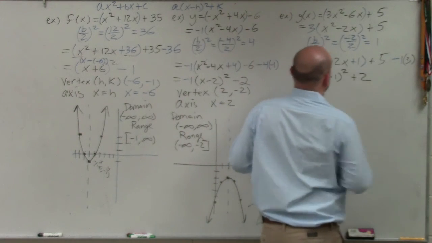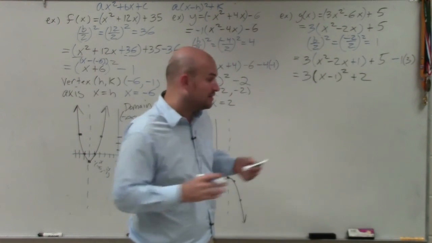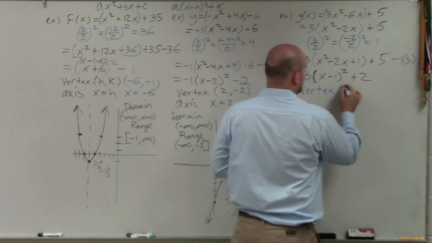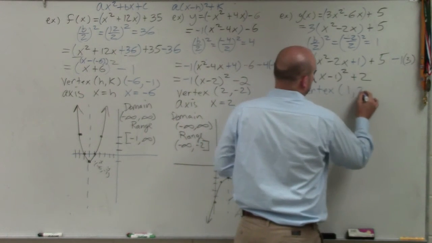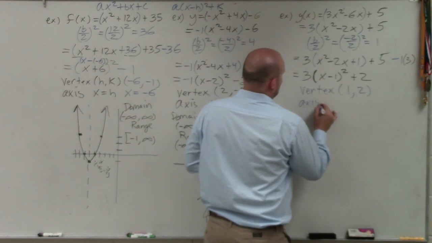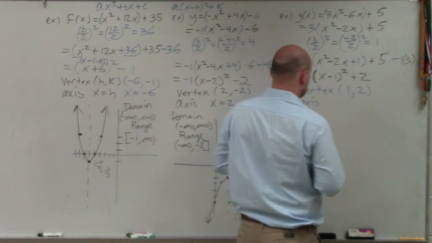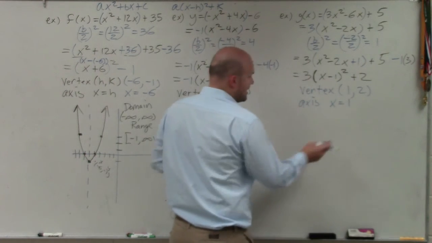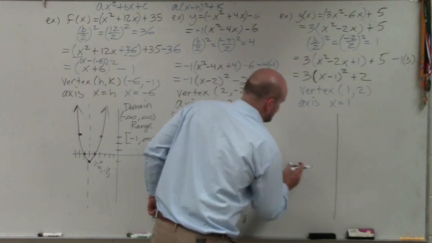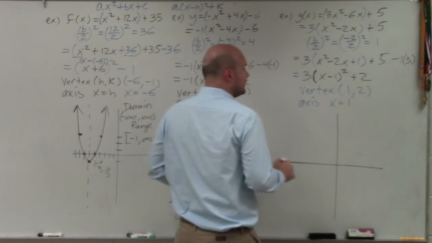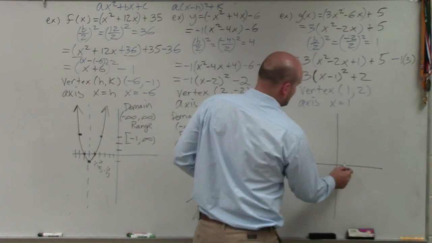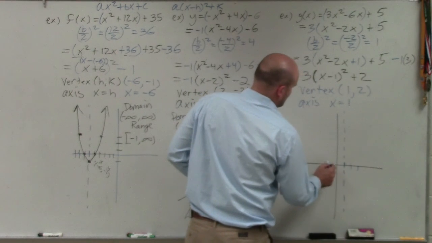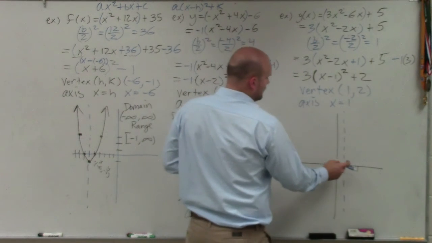2. OK, so now, again, we're going to go ahead and identify our vertex. In this case, our vertex is at h comma k, so that's going to be 1 comma 2. Our axis of symmetry is going to be at x equals h, or x equals 1. So now when I go ahead and graph this, I'm going to go over 1. I'm going to make a nice axis of symmetry. My vertex is at over 1, up 2.